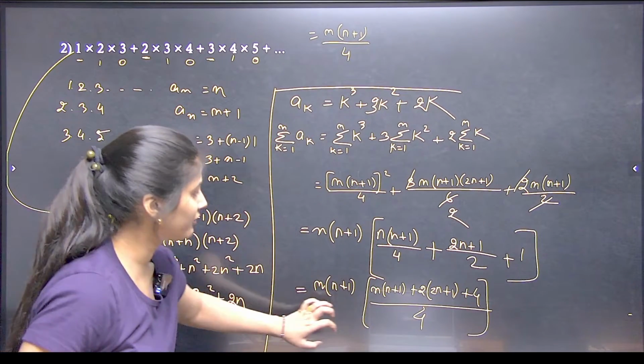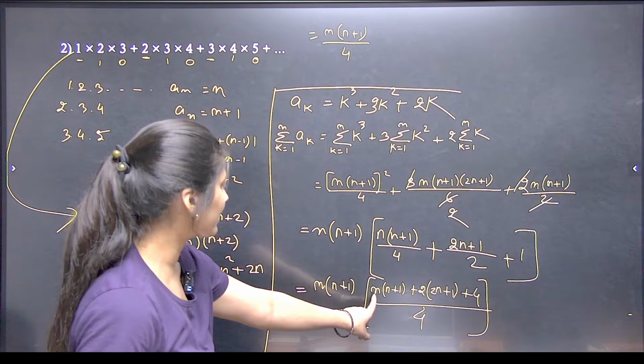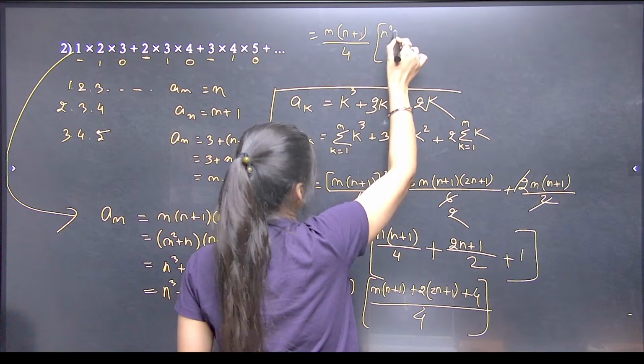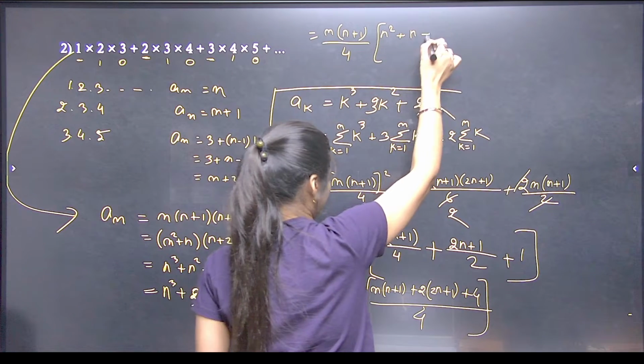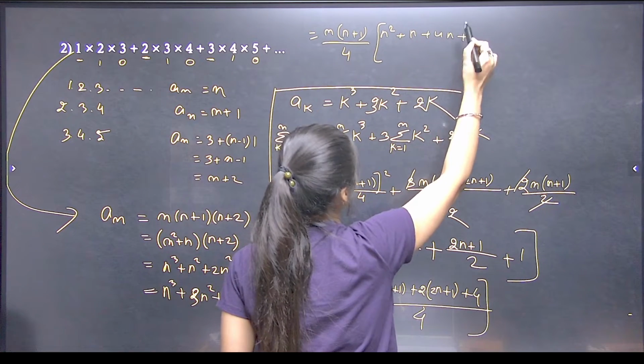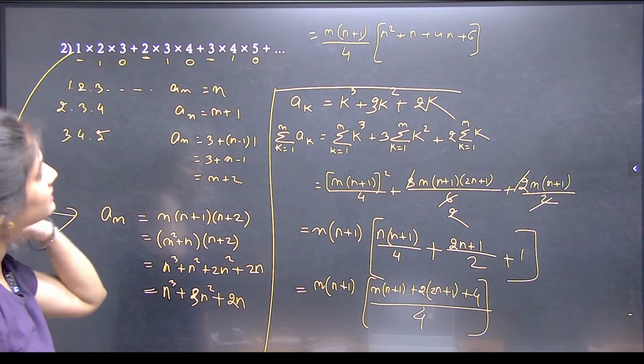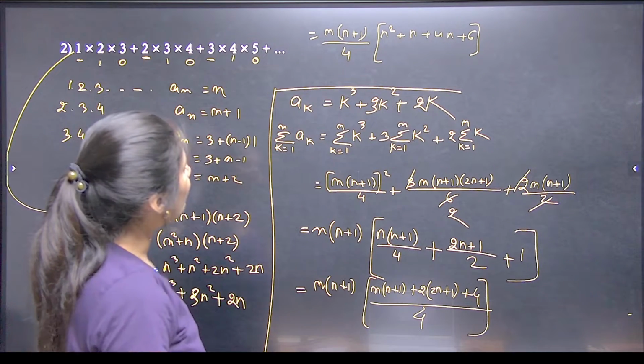Now what we have to do is, it is n plus 1 by 4. Now what it will give? It will give n square plus n plus 4n plus 2 plus 4, that is 6. Okay, that is 6.